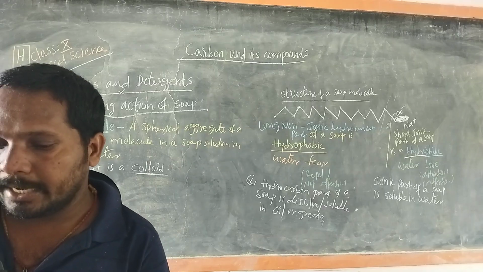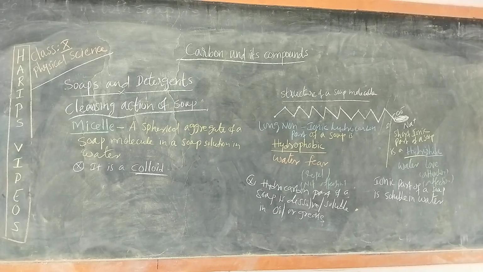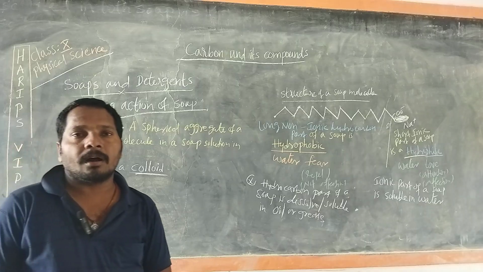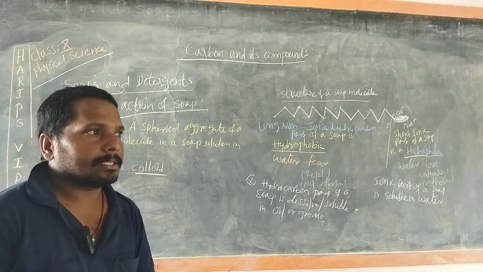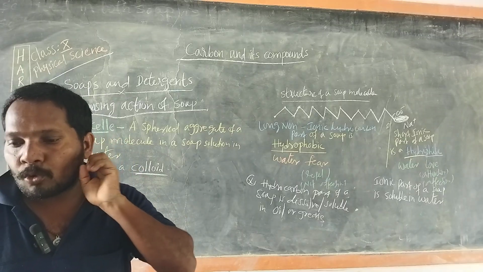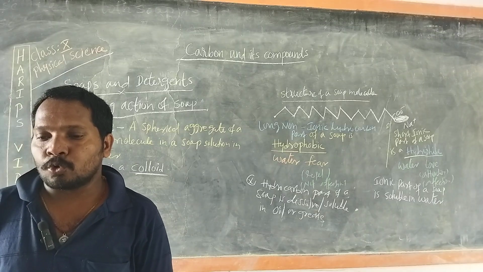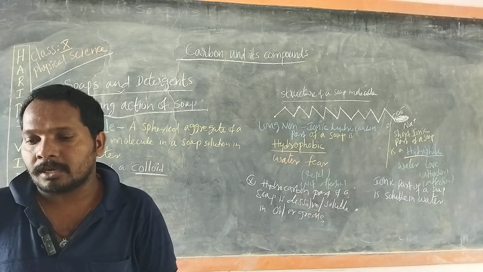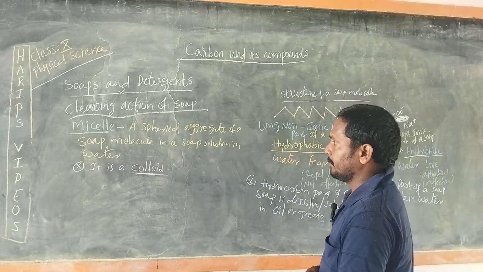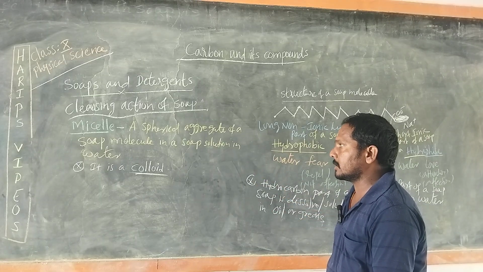Micelle, a spherical aggregate of soap molecules in water, is called so. It's nothing but this: when soap is dissolved in water, it forms a colloidal suspension in which the soap molecules are clustered together to form spherical micelles. So a spherical aggregate of soap molecules in soap solution in water is called a micelle.